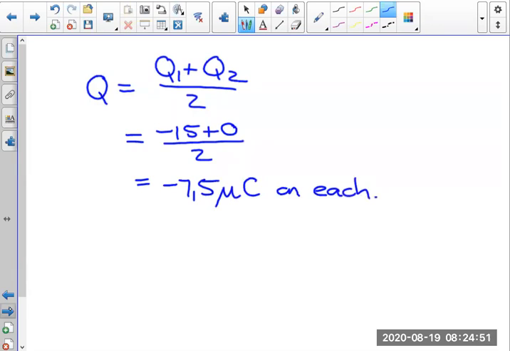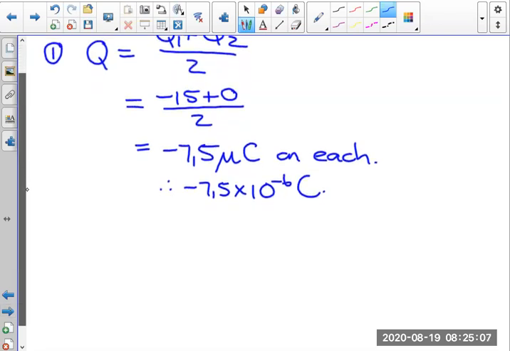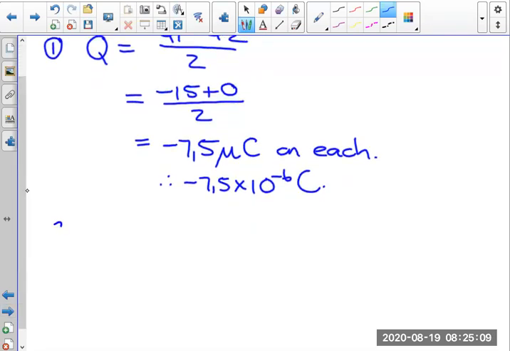Now microcoulomb is also, so we can say it's minus 7.5 times 10 to the power of minus 6 coulomb on each. Okay, that's just the charge on each. So that was step 1. What they want is the amount of electrons transferred. Step 2, what are we going to do for step 2?